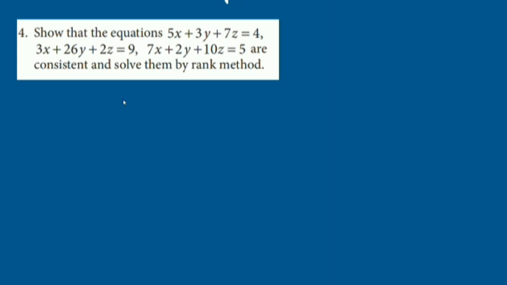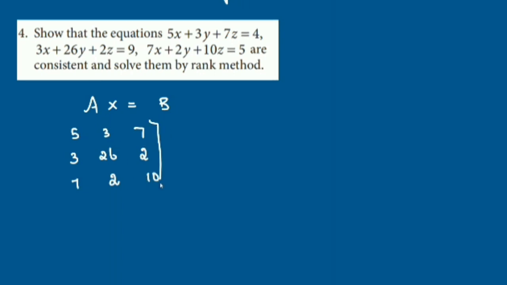To solve this using the rank method, first you have to write this in the matrix form, AX = B. The matrix A is the coefficients. Write the coefficients: 5, 3, 7, and second, 3, 26, 2. Third, 7, 2, 10. This is the matrix A.